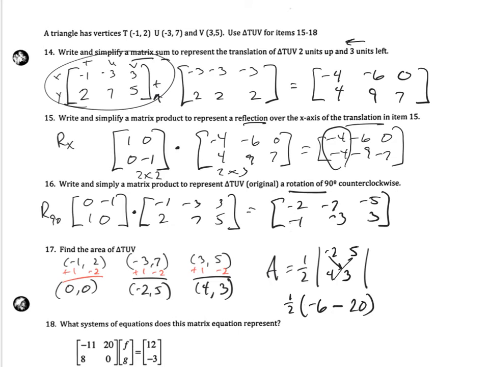Remember, your area cannot be negative. You're going to get a negative answer at times. It's just the nature of the arithmetic. We're taking the absolute value, if that helps. Not the determinant now. I know it's the same symbols, but it's absolute value. And so we're taking half of -26. So this is 13 units squared for the area of that triangle.